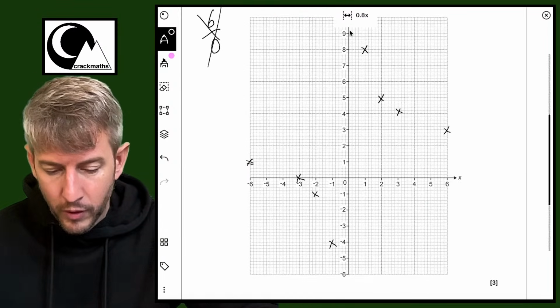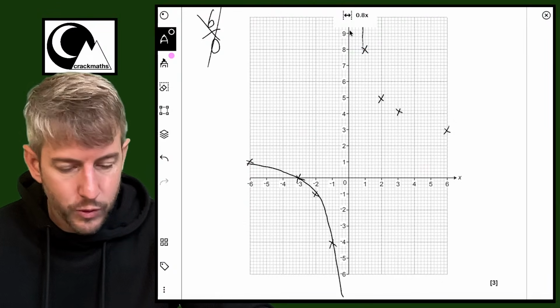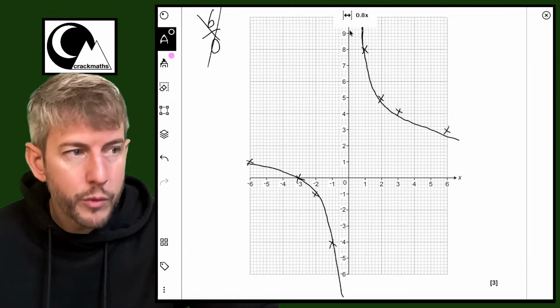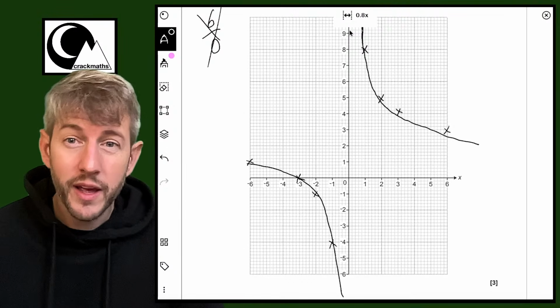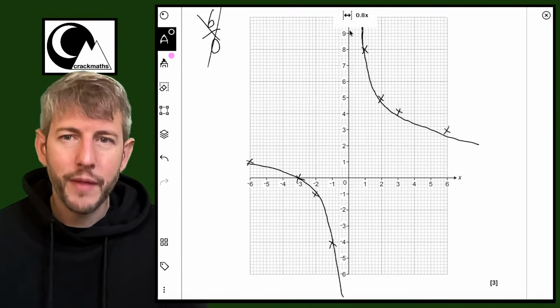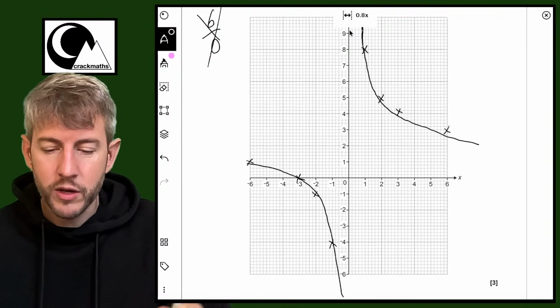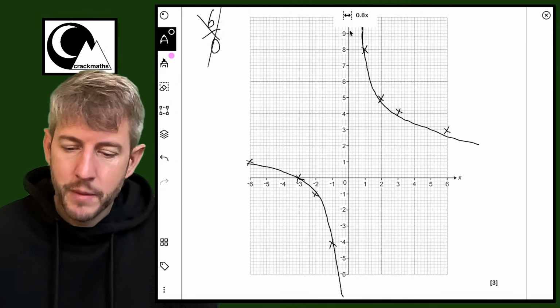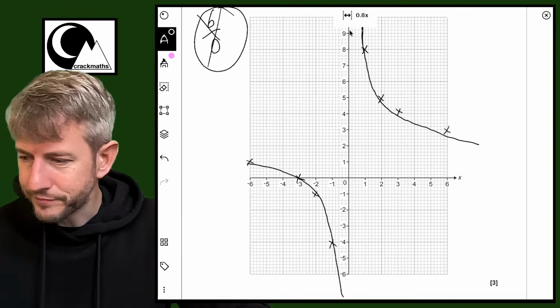Because obviously plotting coordinates is just plotting coordinates. But then what they really are giving you the marks for is for knowing that the graph will not cross this line. So if you joined these dots up any other way, they wouldn't be happy with that. They want to see that you know that this was a reciprocal graph, so it doesn't cross the y-axis, because you cannot have a fraction where the denominator is 0.